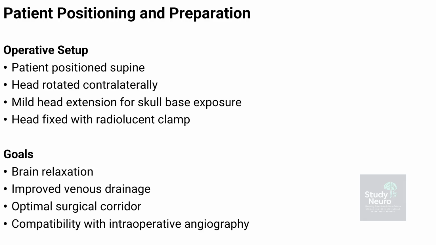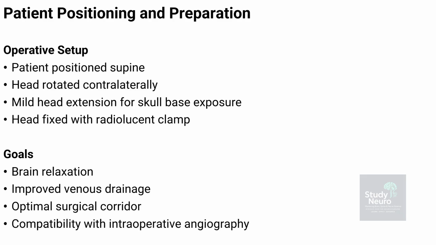Patient positioning in posterior communicating artery aneurysm surgery is the first step that shapes everything that follows in the operation. It looks simple. It is not simple. The patient is placed lying on the back, and the head is turned slightly away from the side of the aneurysm, with mild extension to open the skull base corridor while still protecting cervical alignment, and then the head is secured firmly using a radiolucent clamp so that imaging can be performed during the procedure without repositioning.